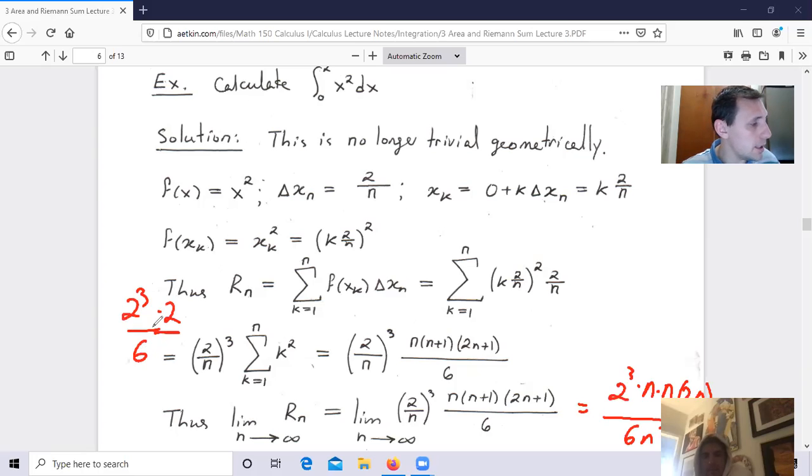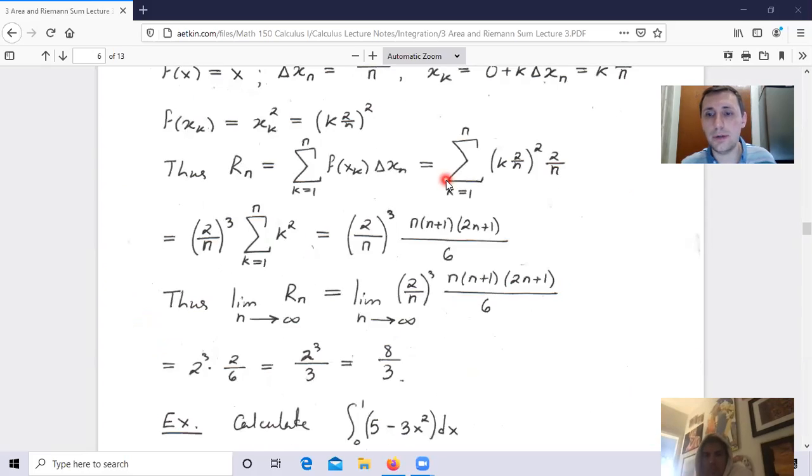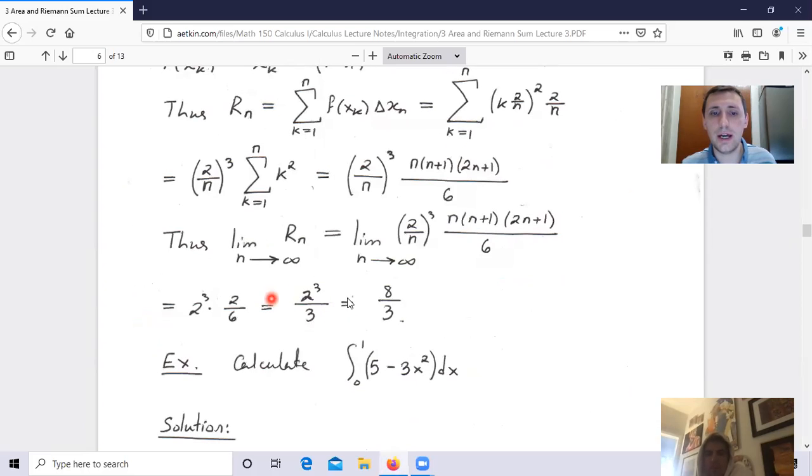Or in other words, the answer is 2 cubed divided by 3, right? 2 cubed over 3. 8 over 3 is my answer. You understand how I do it? It's just very quickly calculating a limit at infinity. So my answer is 8 over 3.